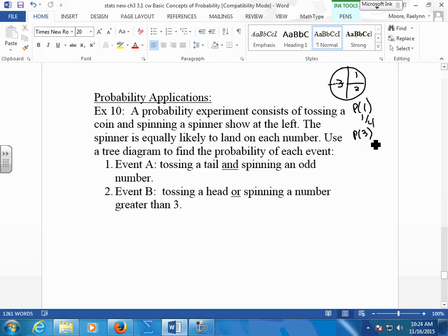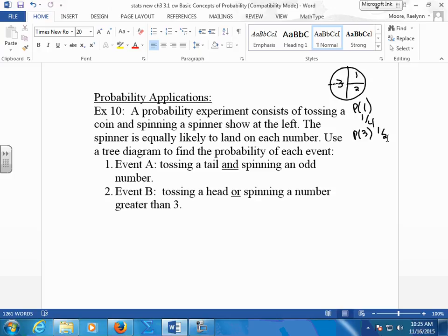2/4 or 1/2. So you always have to make sure that whenever you figure out your probabilities, like on spinners and stuff like that, that you have equal parts. So here's a spinner with 8 equal parts. It's like tossing a die that has 8 sides to it. Same kind of concept. So you have 1 through 8. You're going to flip a coin and spin a spinner. The spinner is likely to land on each number equally. That means it's not weighted, it's a fair spinner.